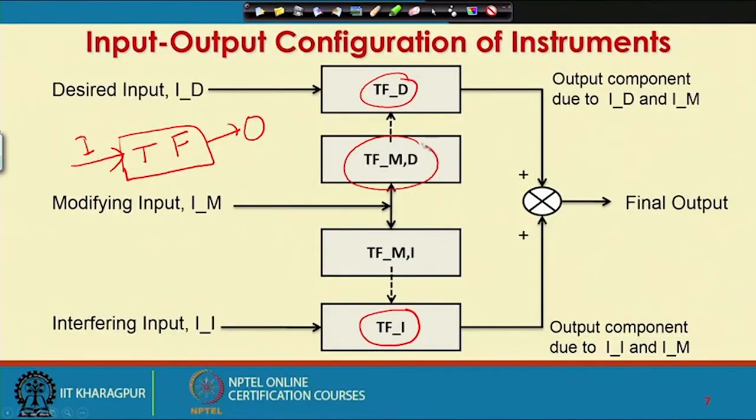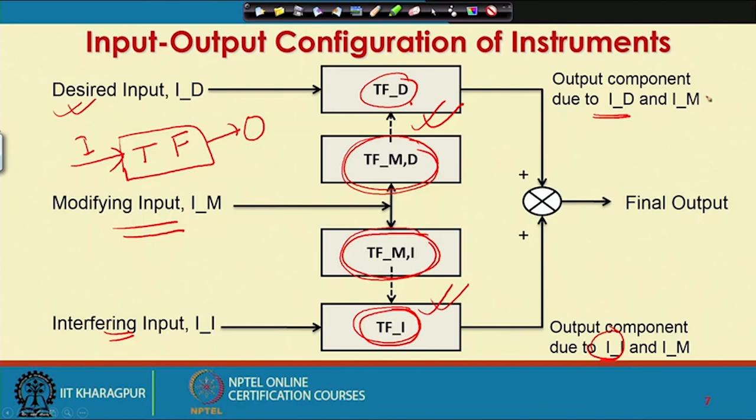So, this is the transfer function of modifying input for desired input, and this is the transfer function for modifying input for interfering input. So, the desired input is processed or operated on by this transfer function and gives you an output component for the desired input. Interfering input is operated upon by this transfer function for interfering input and gives you an output component for interfering input. Now, modifying input will affect both interfering input and desired input. So, it has a transfer function component for desired input, and modifying input also has a transfer function component for interfering input. So, it affects the desired input, it also affects the interfering input.